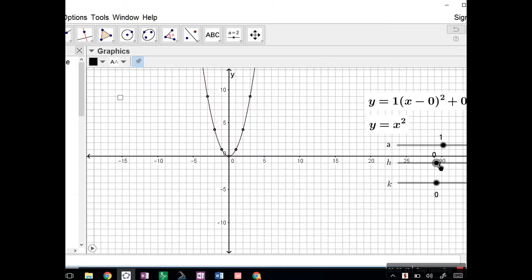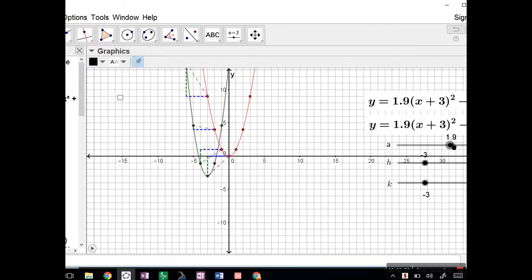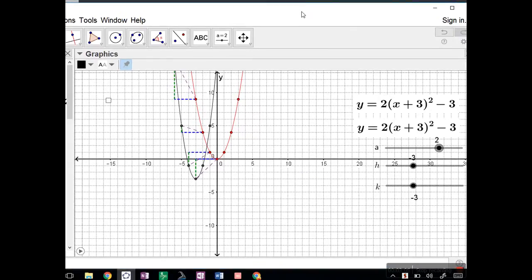So if I move the h, it moves all the points, and you can see that that's what the equation would look like. But it's still got an a value of 1 and a k value of 0. If I move the k value, and then I can also move the a, let's say, up to 2. And that is an example of a quadratic equation with every kind of transformation that you could have. Okay, it's got an a, an h, and a k that are all changed.